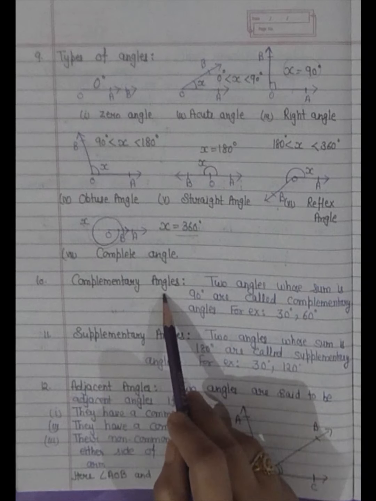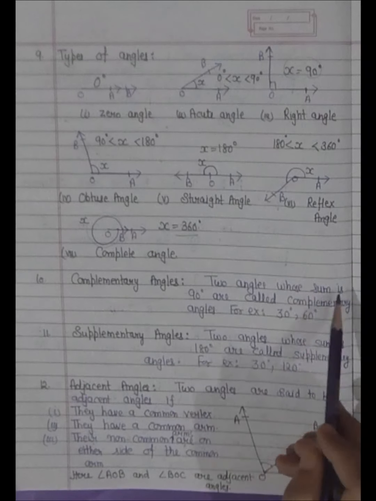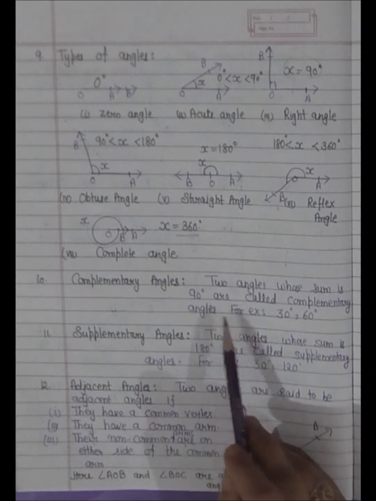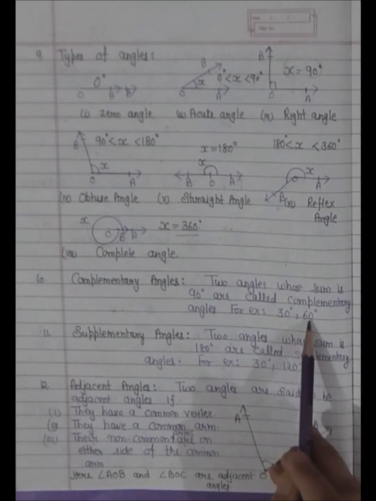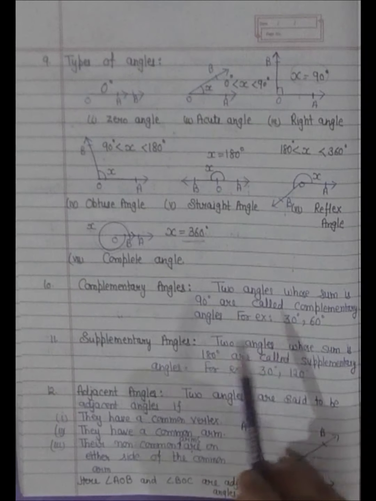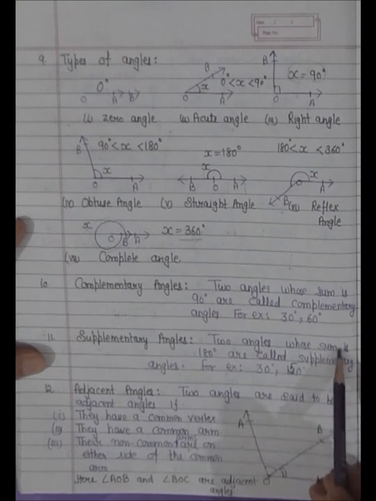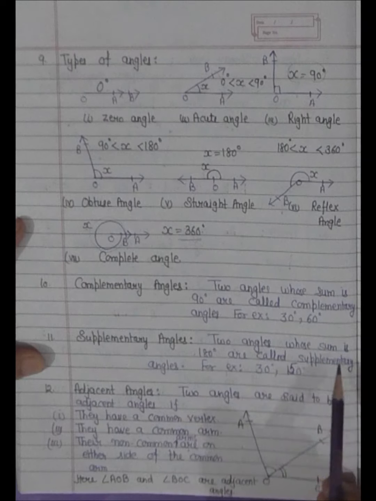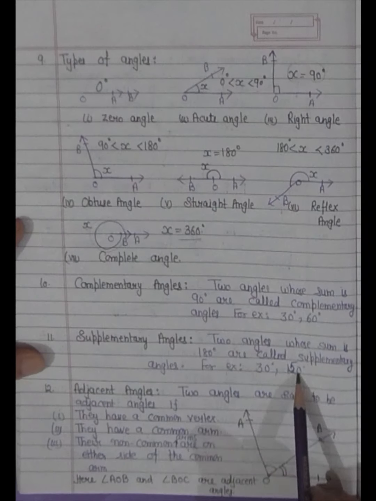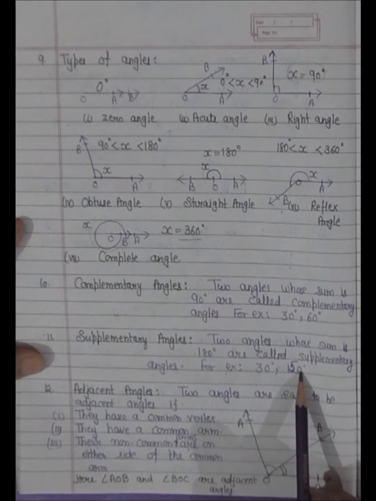Next, complementary angles. Two angles whose sum is 90 degrees are called complementary angles. For example, 30 degrees and 60 degrees. Their sum is 90, so they are complementary angles. Next, supplementary angles. Two angles whose sum is 180 degrees are called supplementary angles. For example, 30 degrees and 150 degrees. Their sum is 180 degrees, so both are called supplementary angles.